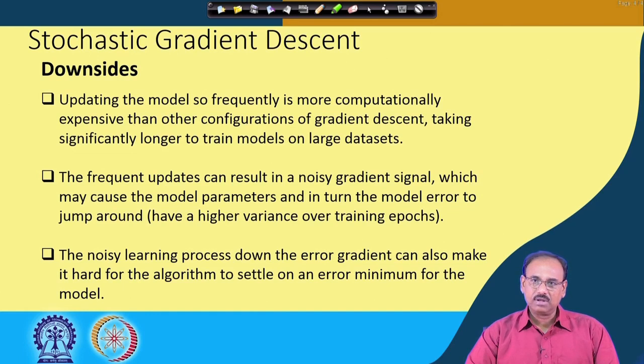It is again for the same reason, that even if a particular training vector is correctly classified by a weight vector at a particular iteration, in the next iteration the same sample vector may be misclassified by the updated weight vector, and that does not allow the weight vectors to settle to a minimum of the error. So, these are the problems of the stochastic gradient descent.